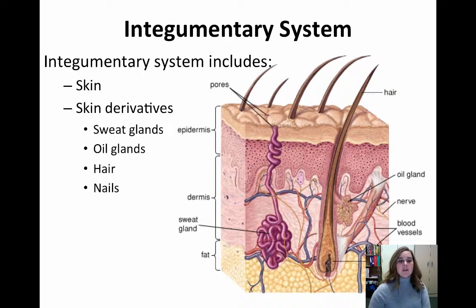Okay? The integumentary system includes the skin and the skin derivatives. So the skin is what we think of, and then the derivatives are things that are just below the skin that help it function. So oil and sweat glands, our hair and nails. A lot of times, integumentary system is just referred to as the skin, and I will use the words interchangeably in the course, but keep in mind that specifically it is skin and skin derivatives.